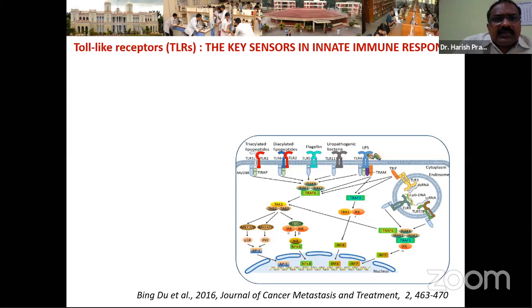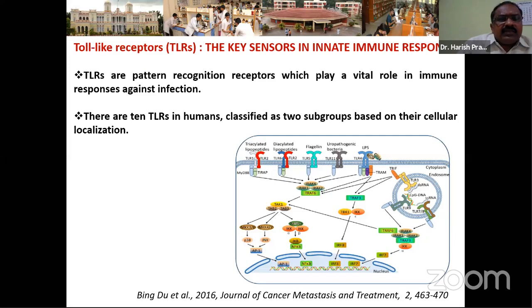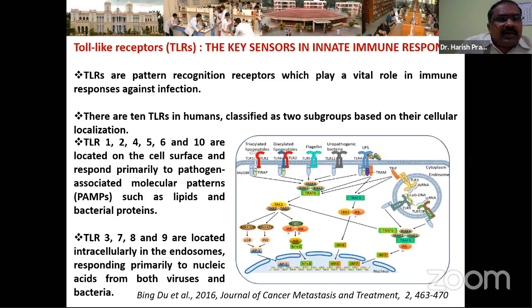These TLRs, toll-like receptors, are the key sensors for the immune response to happen. Let me tell you what TLRs are. These are pattern recognition receptors. As I told you earlier, there are 10 toll-like receptors in humans, which have been classified into 2 subgroups depending upon where they are situated. Most of them are situated on the cell surface, that is TLR 1, 2, 4, 5, 6, and 10, and they recognize PAMPs or DAMPs.